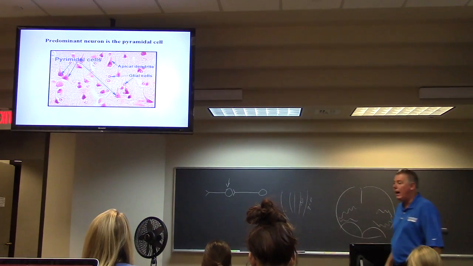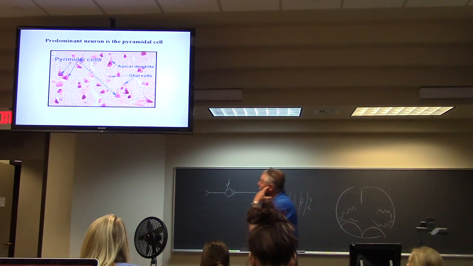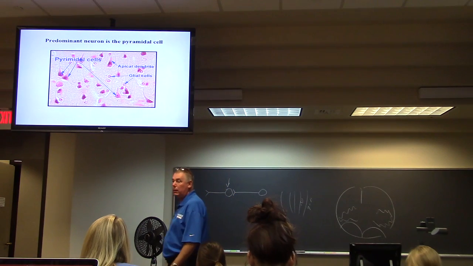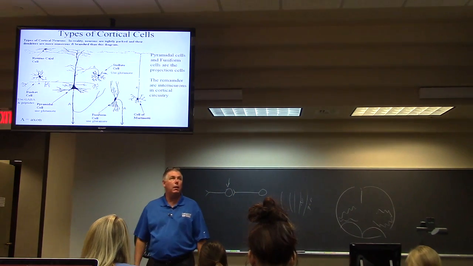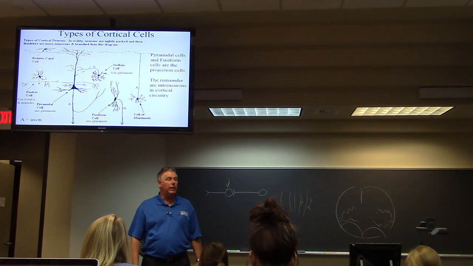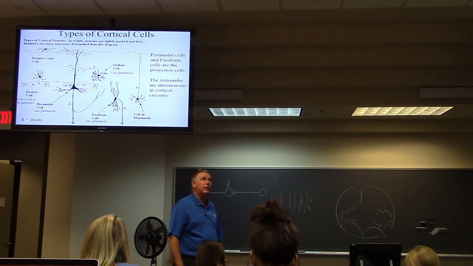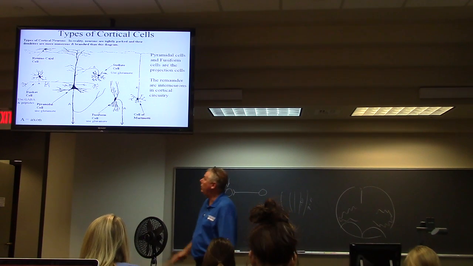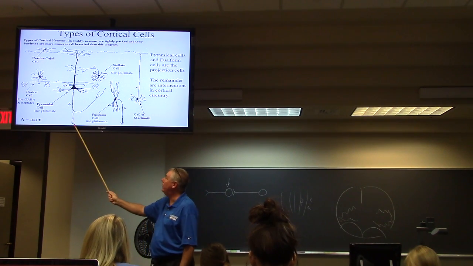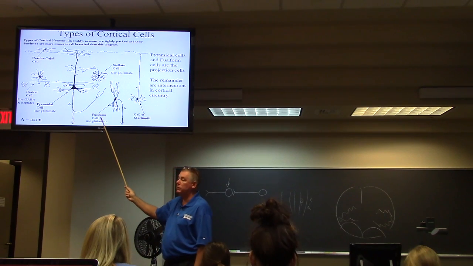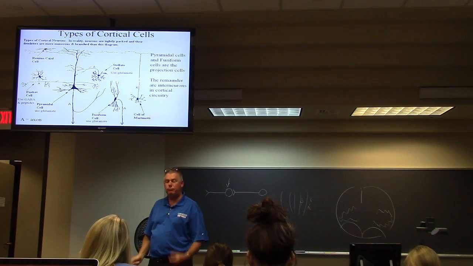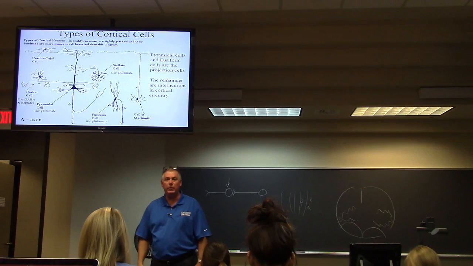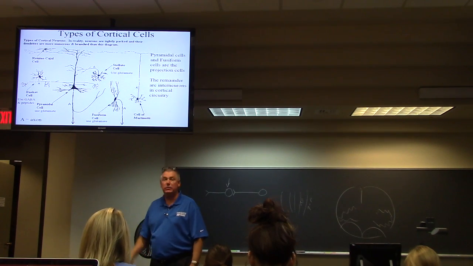The predominant cell type in the cerebral cortex is the pyramidal cell. There are many different cell types in the cortex. You don't need to memorize these cells. But the predominant outflow of the cortex is going to be through the pyramidal cell that you see here. Fusiform cells also pass out of the cortex, but the predominant cell type is the pyramidal.